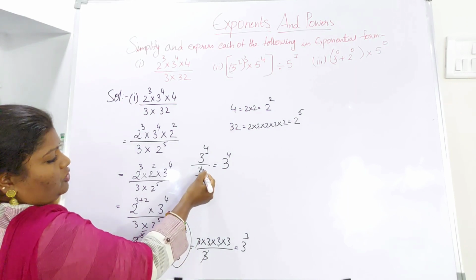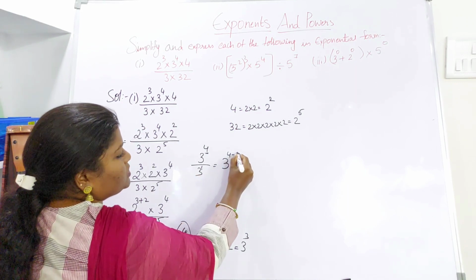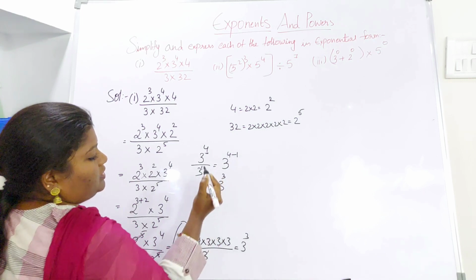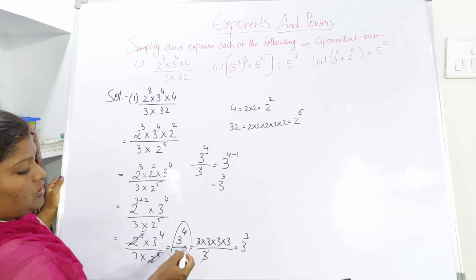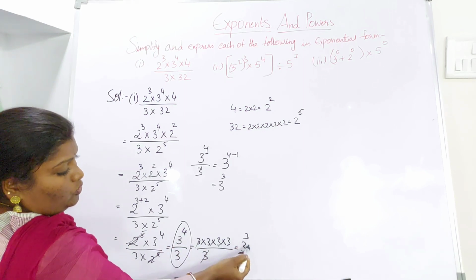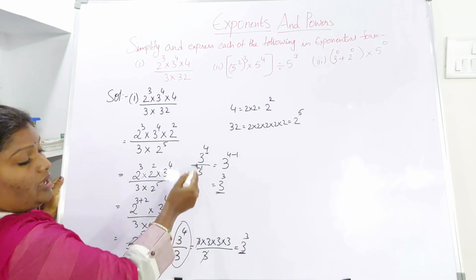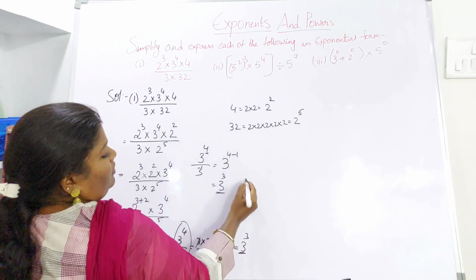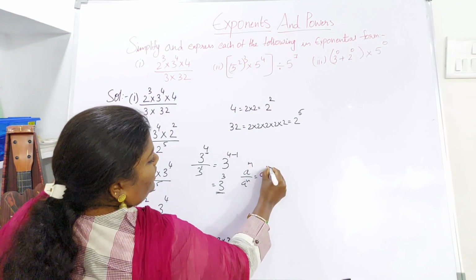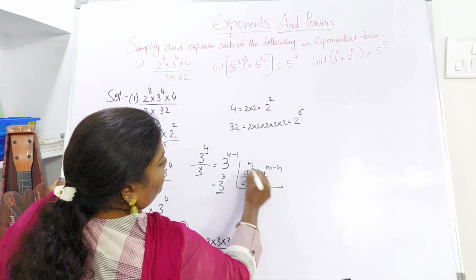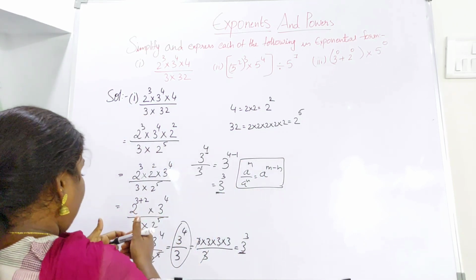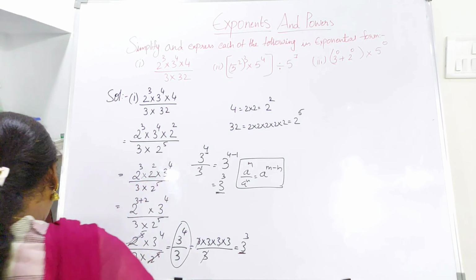n is in the denominator, that is 1. So 4 minus 1 is 3, giving 3 power 3. Yes, so the answer you obtained is 3 cube. You have used the formula a power m by a power n, that is a power m minus n, and we have obtained the answer like this. So let me explain the next one.